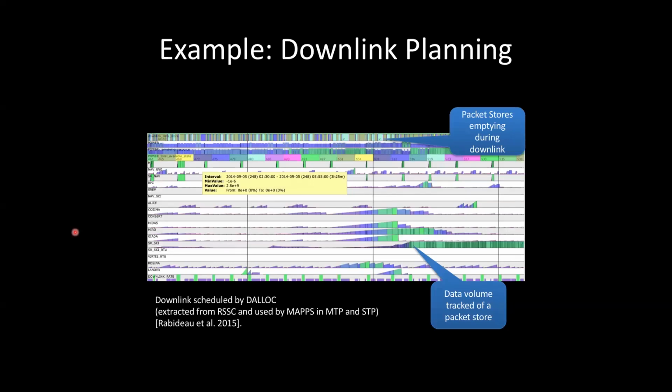This is an example of a consumable resource. So this is the onboard data storage. And so you can do automated downlink scheduling. You can see that they're filling up as you take observations, and then they're dropping off as you do downlink or transfer to a different buffer or something else.